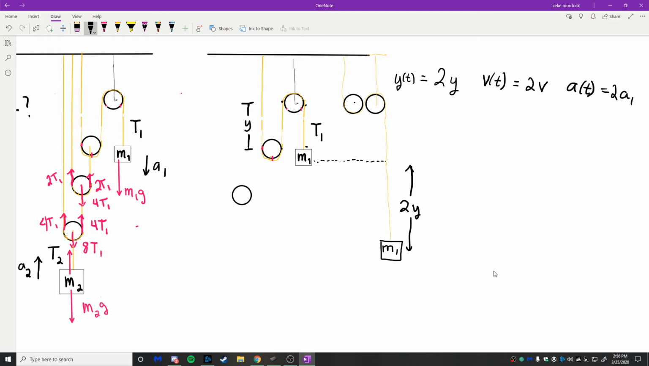This is a confusing way to explain it, I now realize. What I want to say basically is that the acceleration of the pulley needs to be half the acceleration of this guy.